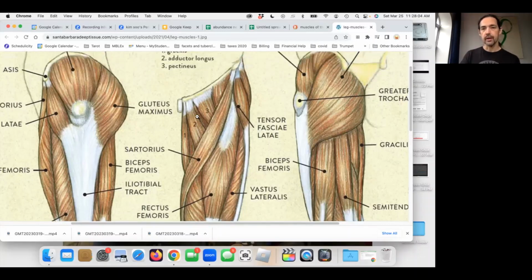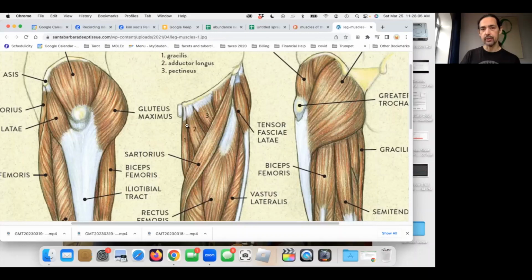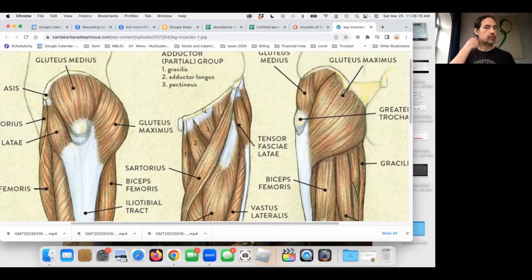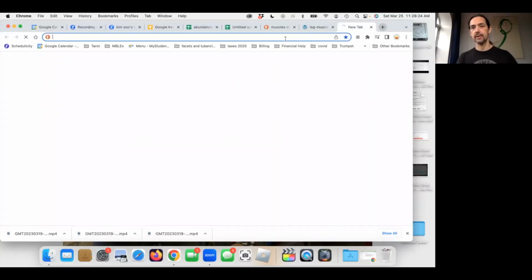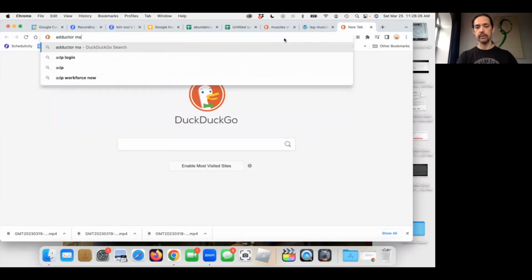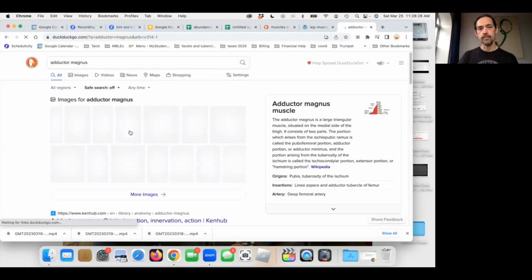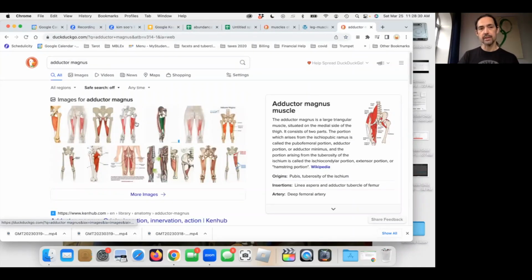Okay, so these are the adductor group along with the pectineus. The pectineus is the one that I usually forget, so I assume other people forget it. Here's the adductor longus right here. So pectineus, adductor longus, and then gracilis. And then the adductor magnus is an important one. The adductor magnus is deeper inside, and so you can't really see it.